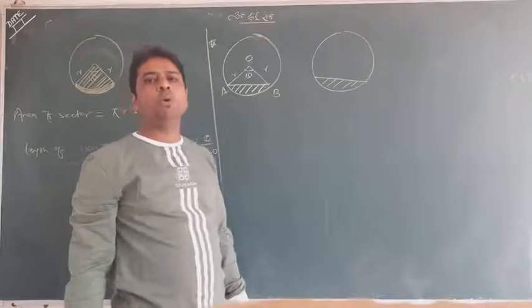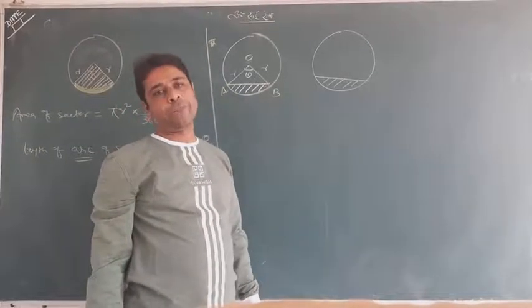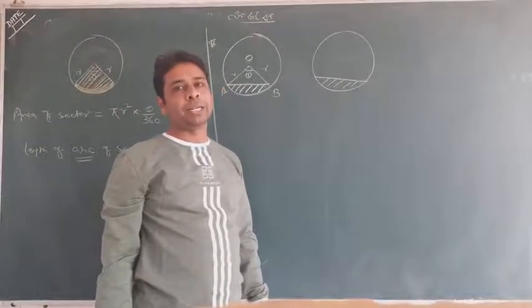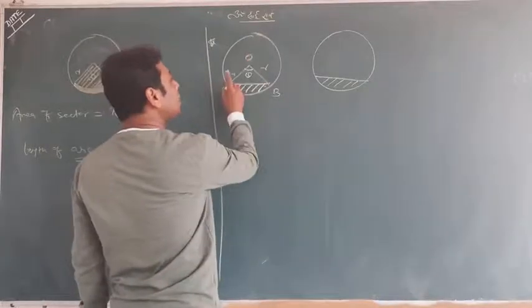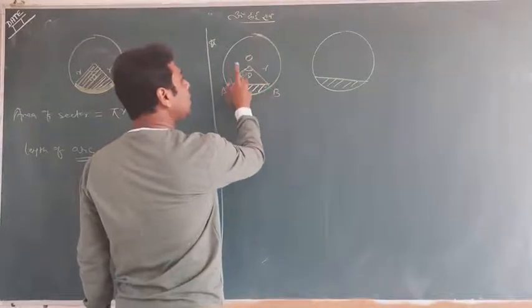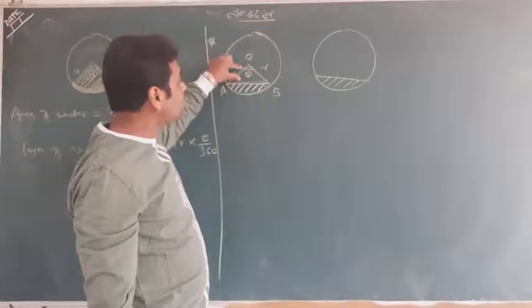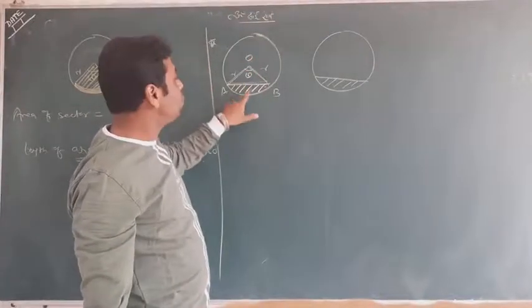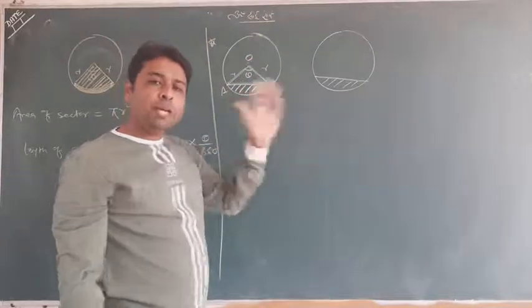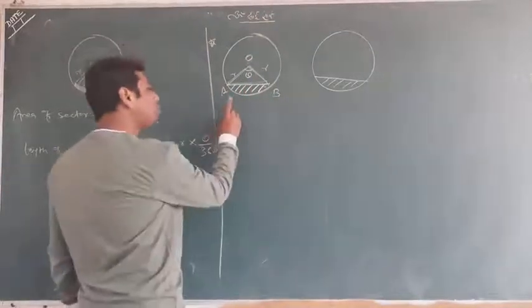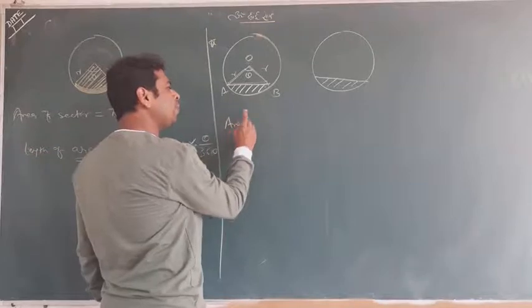But directly we can find it. Actually it is a long method. First of all we find the area of the whole sector, then we find the area of the triangle, then we subtract the area of the triangle from the area of the sector, and we get the area of the segment. But by doing all these things, we get a formula, and this formula is very important.